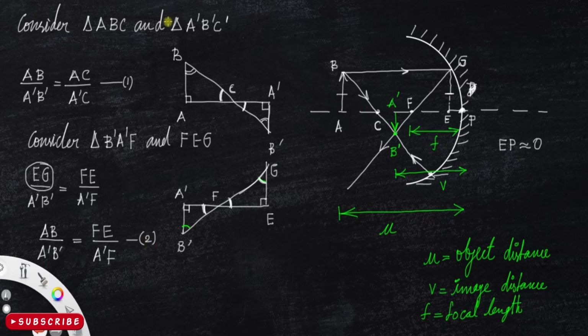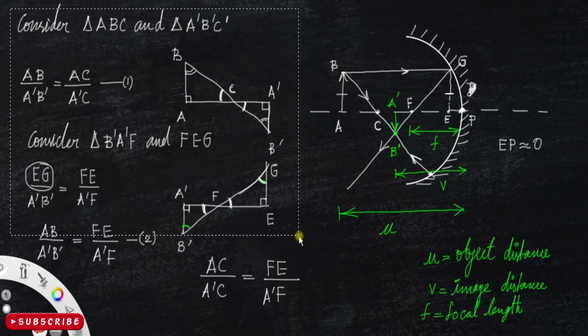Now, if you compare equation 1 and 2, on the left hand side, both are AB by A dash B. So I can equate the right hand side. So you will get AC by A dash C equals FE divided by A dash F. Clear? Now we have to put the U, F and V values in here.